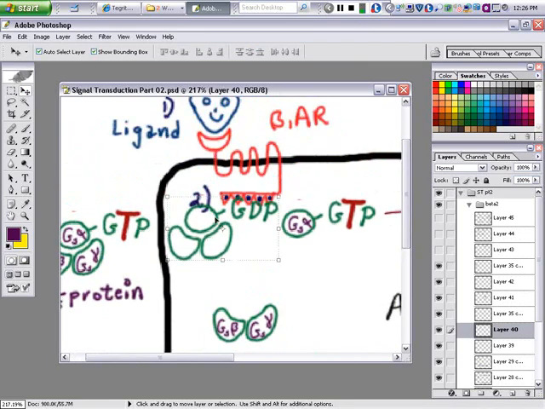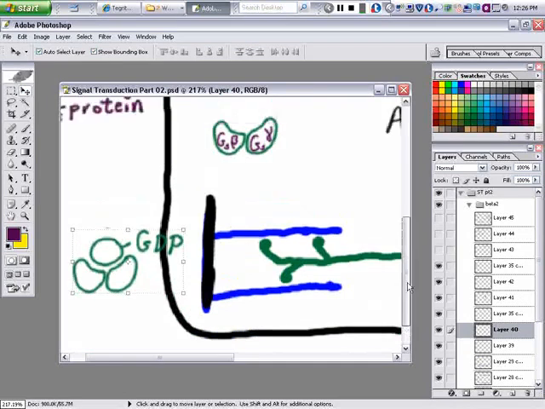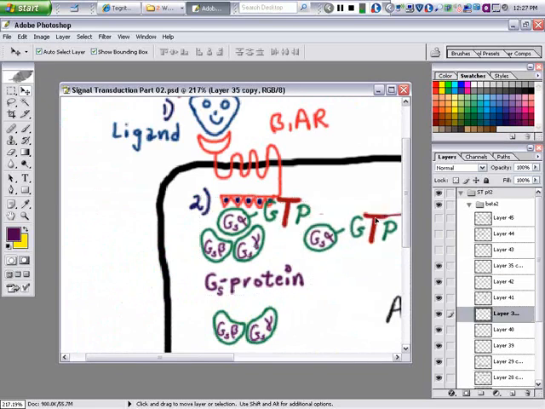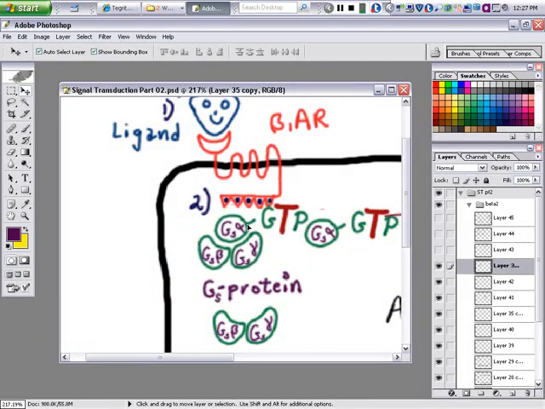This protein is called the G protein. It becomes activated, and it loses GDP and gains GTP. So we're going to move this GDP out of the way, and now it gains GTP. You can think about it this way: GTP has more energy. Adenosine triphosphate has more energy than adenosine diphosphate. In a like manner, guanosine triphosphate has more energy than guanosine diphosphate. And so now we have our activated G protein.